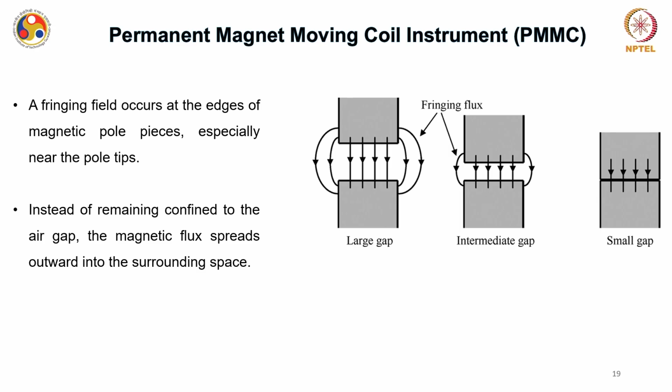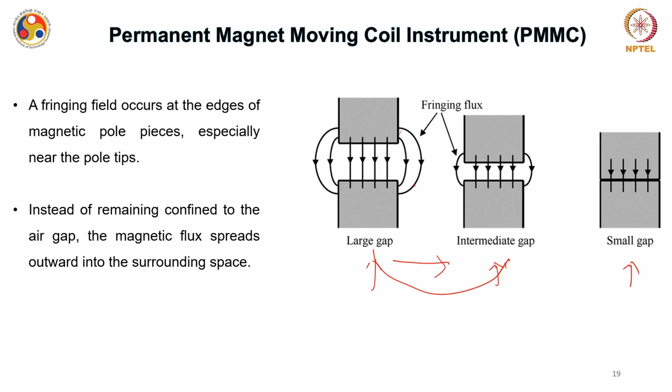Like a fringing field occurs at the edges of magnetic pole pieces, especially near the pole tips, and this is a perfect example of fringing flux. So you see, this is for large gap, this is for intermediate gap, and this is for small gap, where you can see that the fringing flux is almost negligible. You can see the effect of the gap: when you are decreasing the gap from large gap to intermediate gap, the fringing flux is decreasing.